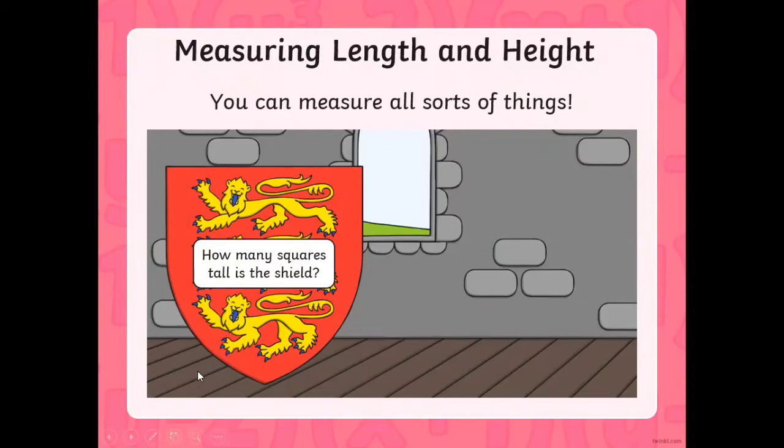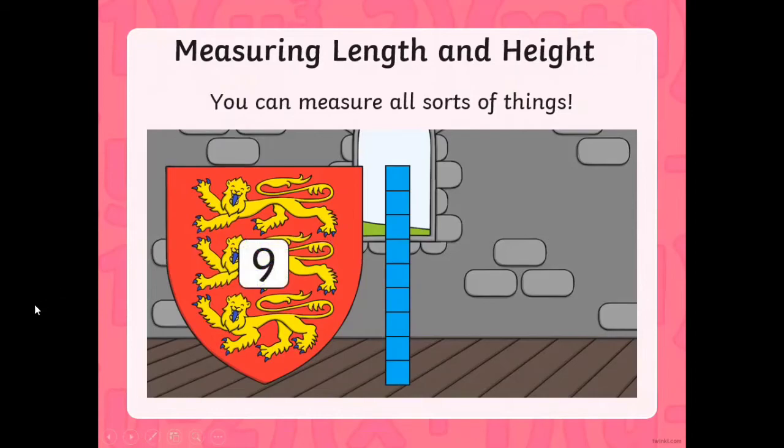How many squares tall is the shield? We are using squares to measure how tall the shield is. So here, how many squares does the shield have? We have 1, 2, 3, 4, 5, 6, 7, 8, 9. So 9 squares is the height of the shield.